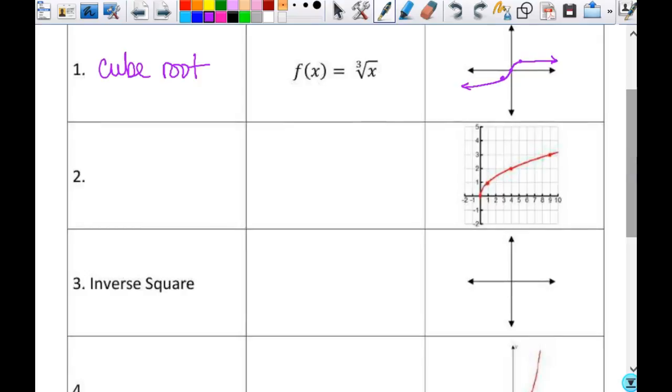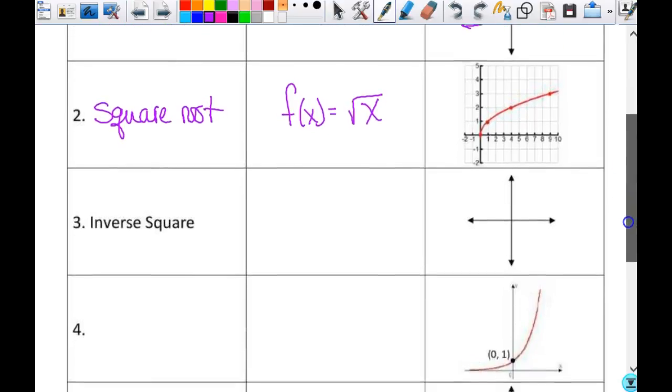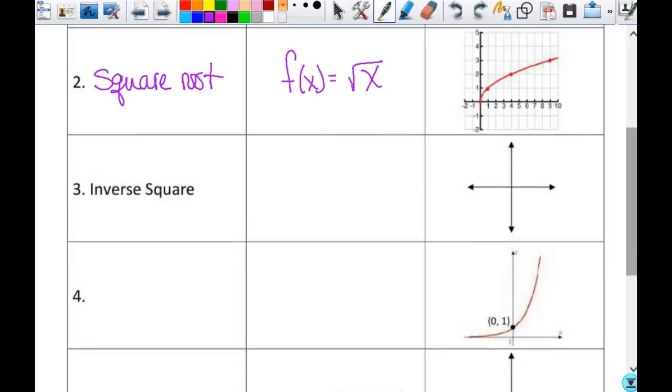Which one is this one? What's this? Square root. Okay. And so f of x equals the square root. Oh, not the square root. Square root of x. Inverse square. So what does that function, what's the actual function look like? F of x equals what? 1 over x squared. Okay.